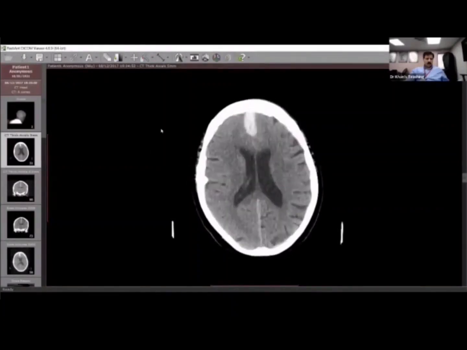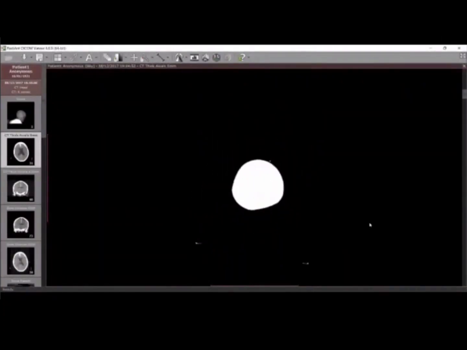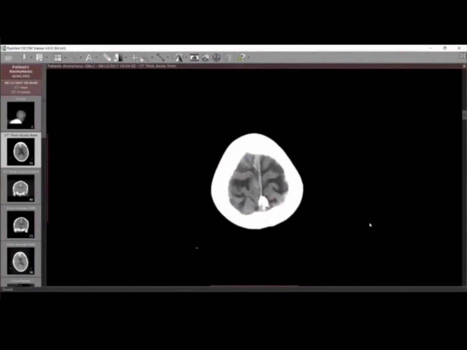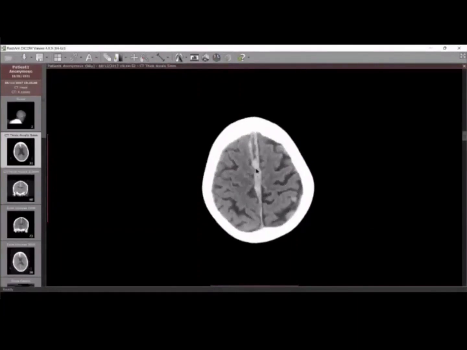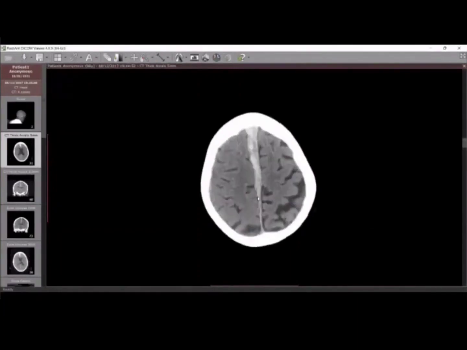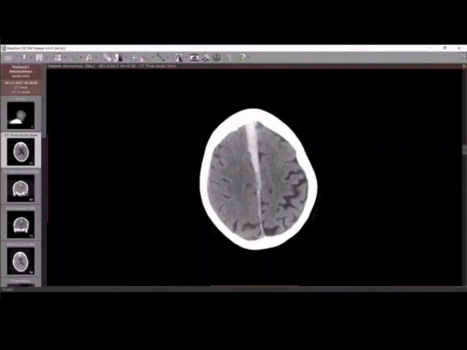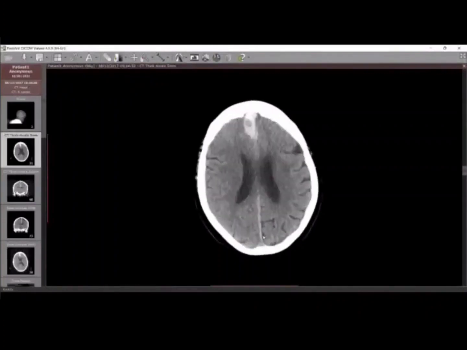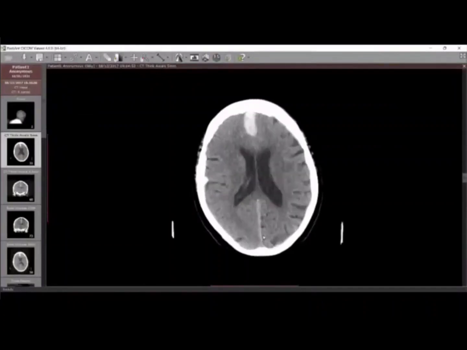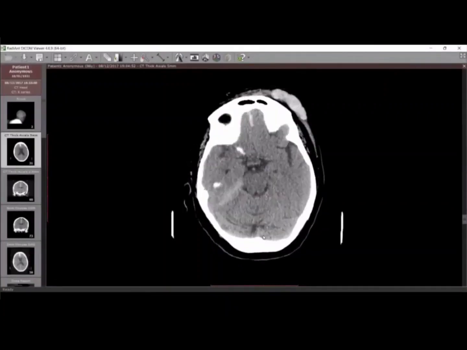Over to you. Okay, so these are axial images of CT brain in a patient with history of trauma. I can see there is a linear hyperdensity in the midline with areas of hypodensity as well. I'm going down further and the same findings are persistent as I scroll down up to the level of anterior cranial fossa.